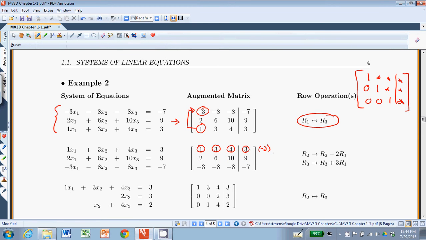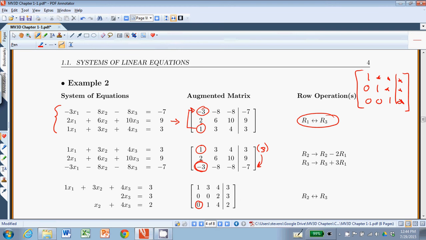And what do I want? I want to get rid of that -3 down there, right? I want that -3 to be a 0. And that's easy enough to do. I'm just going to multiply this first row by 3 and add it to the third row. So 3 times 1 is 3. I add it to -3, and I get a 0.